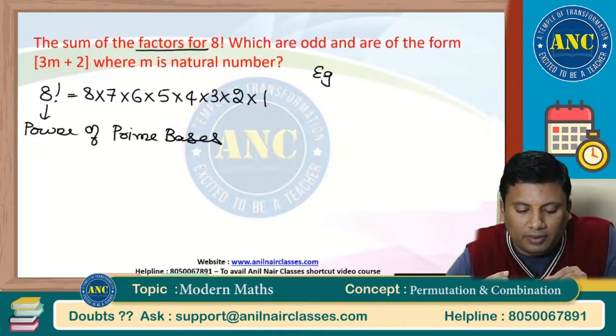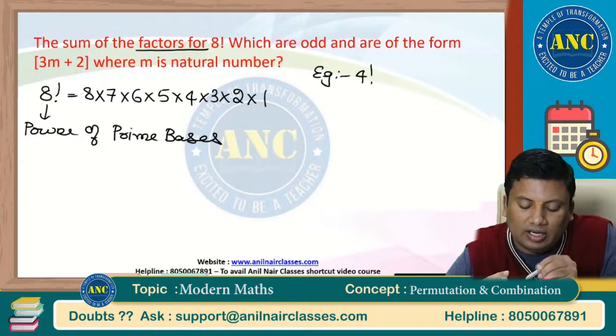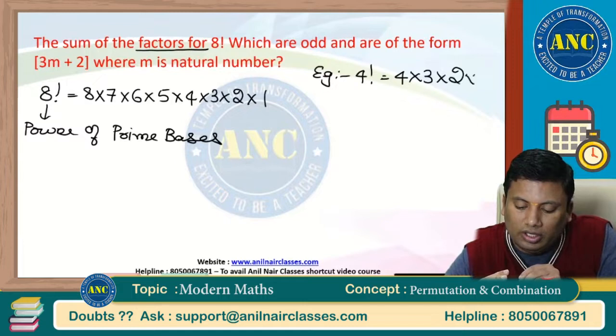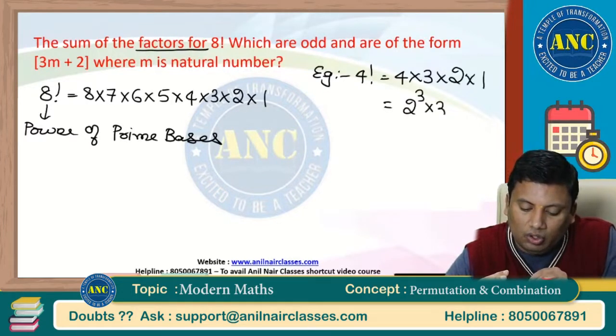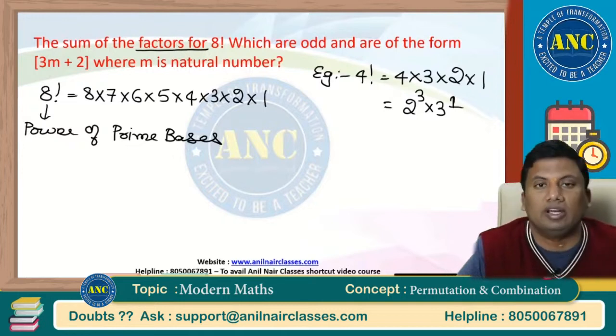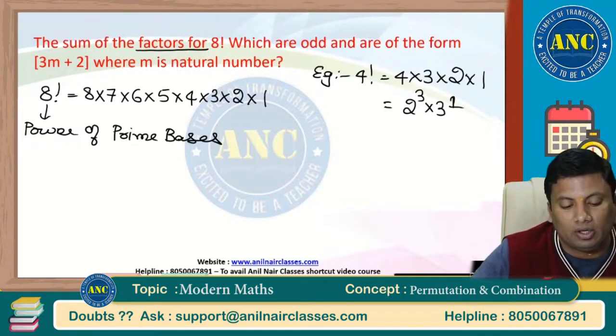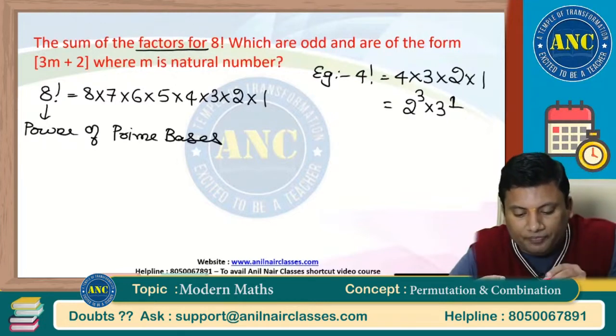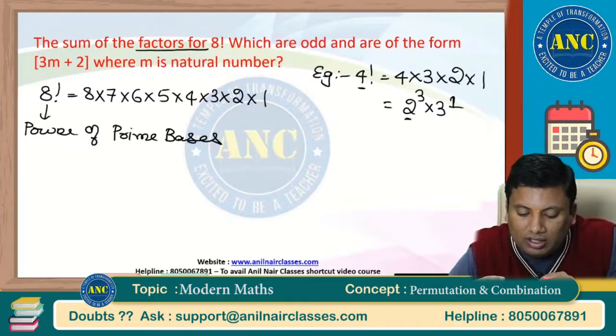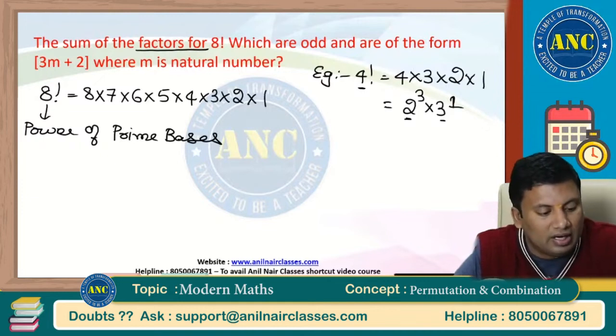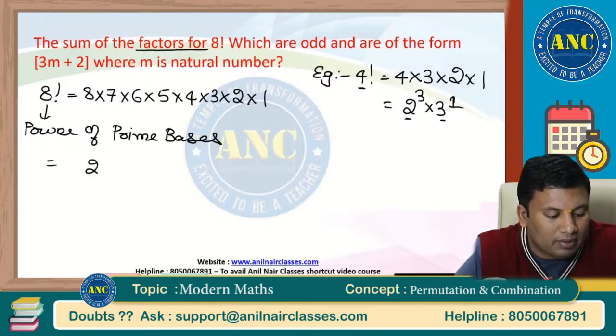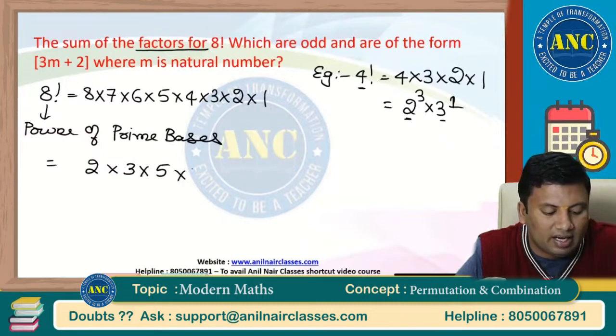For example, 4 factorial is 4 into 3 into 2 into 1, which is 24. Can I write it as 2 cube into 3? 8 into 3 is 24. Any factorial number can be written as a power of prime bases. So, till 4, what are all the prime numbers? 2 and 3. Till 8, what are all the prime numbers? One is 2, another is 3, another is 5, another is 7.